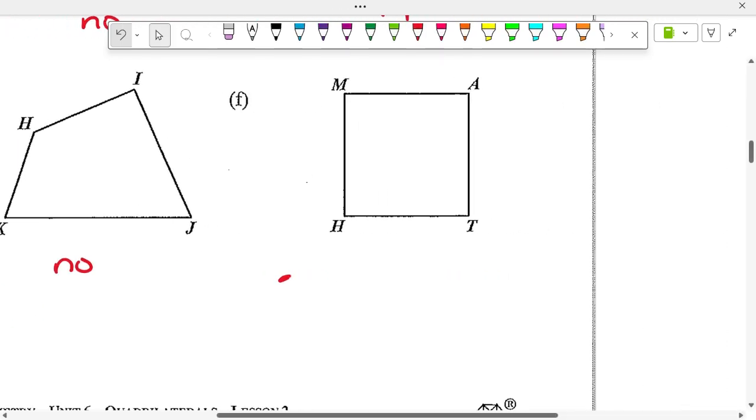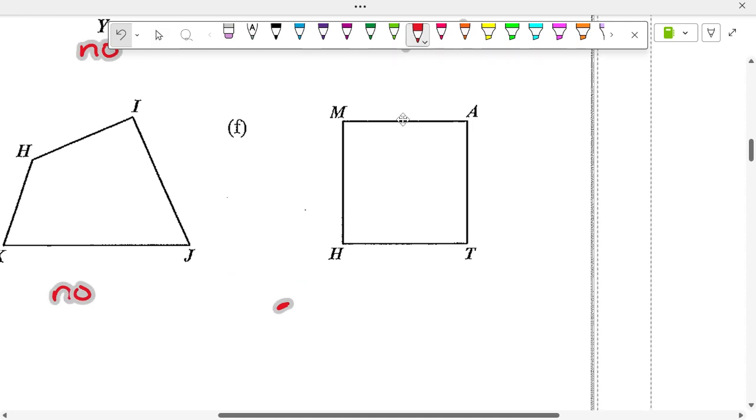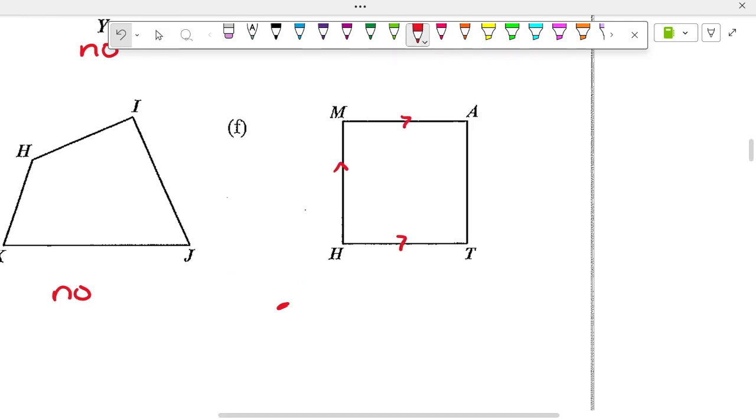And then this one, of course, is going to be a trapezoid. They definitely look parallel. So what sides? Good. Based off of what we currently know, not only can we say it's a trapezoid, what also could we say?